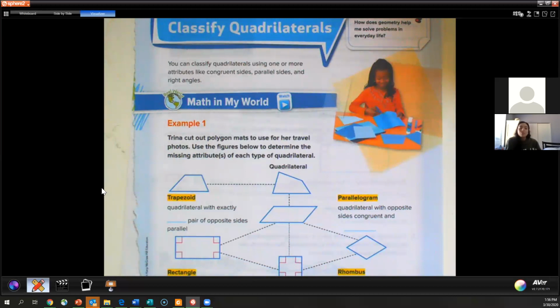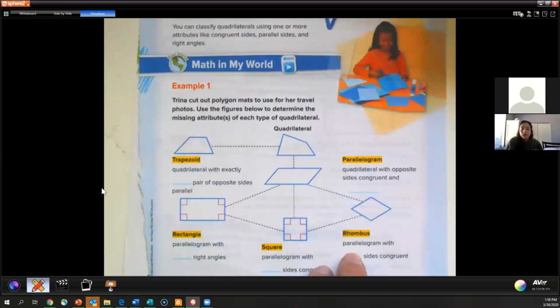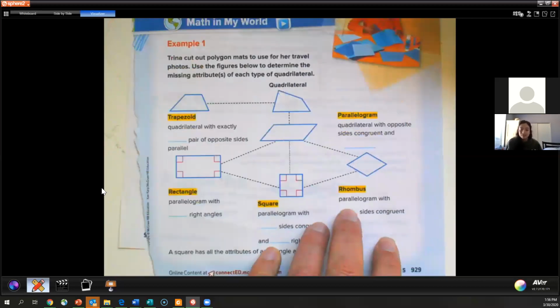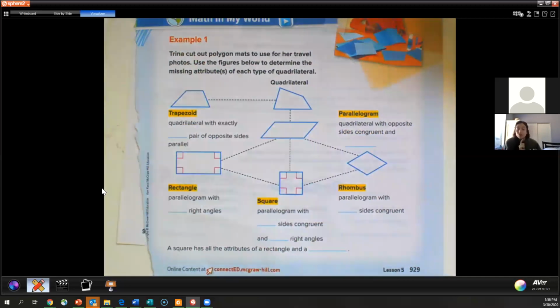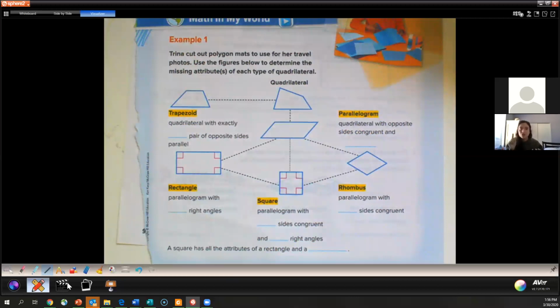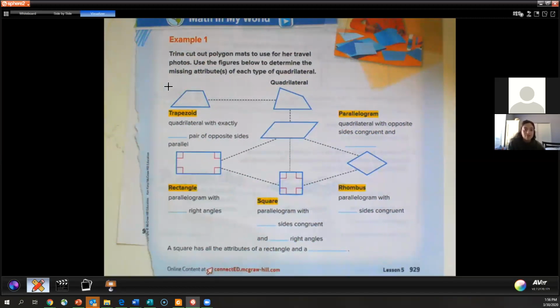So example number 1, it says Trina cut out polygon mats to use for her travel photos. Use the figures below to determine missing attributes of each type of quadrilateral. So Mr. Yates, do you mind just moving the paper up just a little bit there? Yep. There you go. Just like so. Thank you, kind sir. All right, so boys and girls, each one of these is going to be a quadrilateral. So we're going to go ahead and go in a circle. So we're going to start with the trapezoid. So Mr. Yates, do you mind pointing to the trapezoid just so all of them can see? Yep, that one right there, boys and girls. So let's go ahead and take a look.